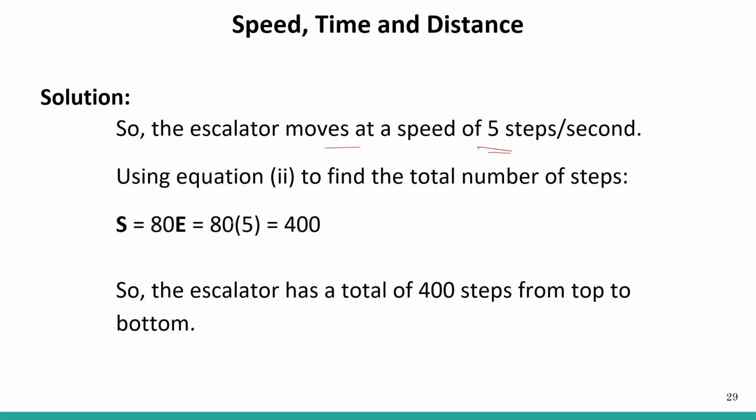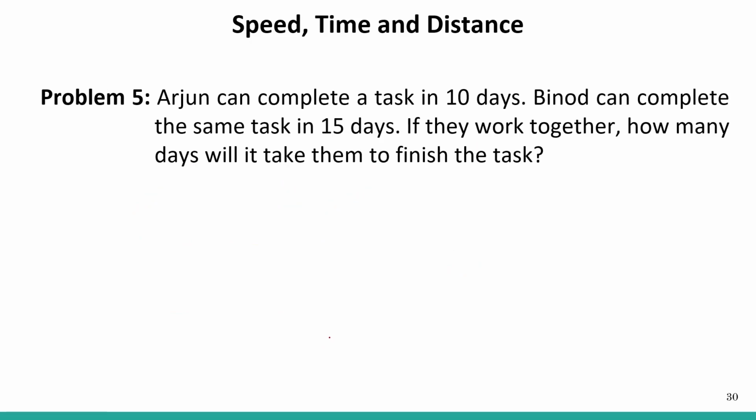Using equation 2 to find the total number of steps, s, that is equal to 80e. That is 80 into 5, which is equal to 400 steps. So the escalator has a total of 400 steps from top to bottom.